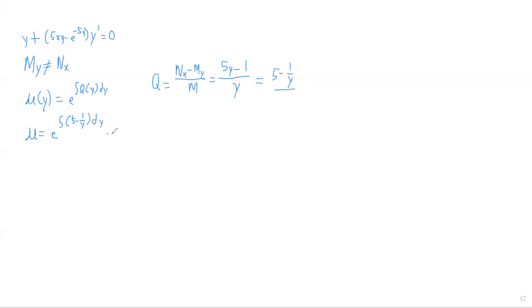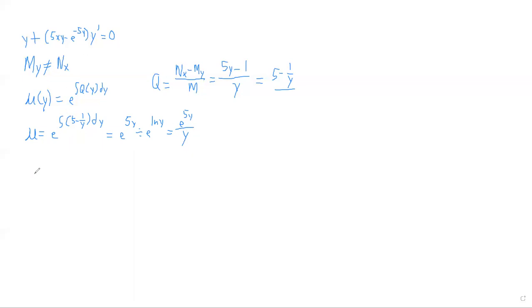Which is equal to e to the 5y divided by e to the ln y, or simply put, e to the 5y over y. Now, we can apply the integrating factor here, e to the 5y over y, to both here and here.